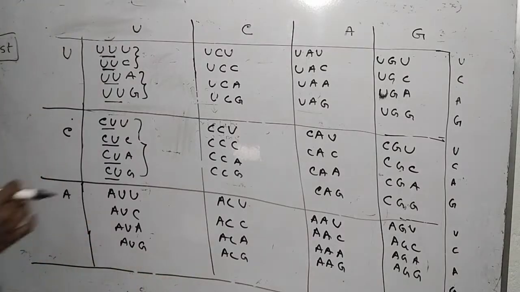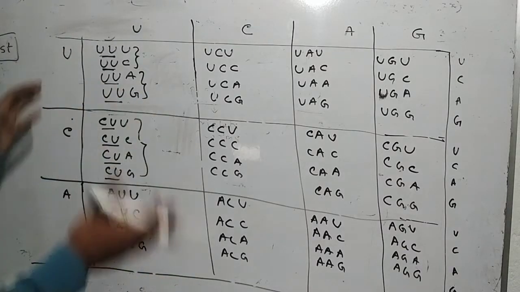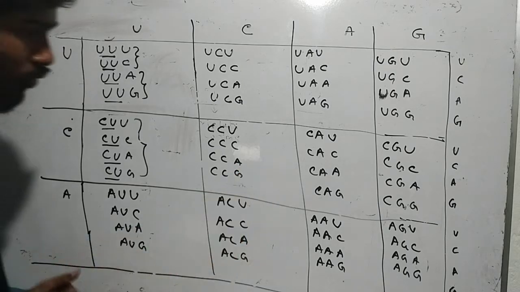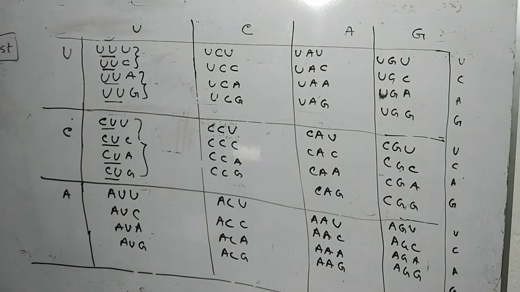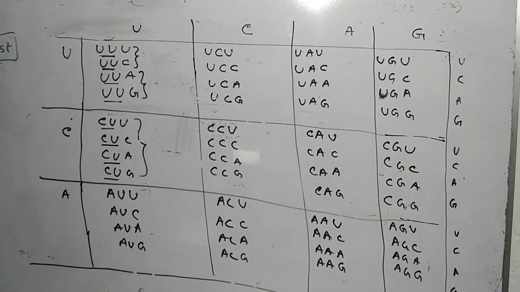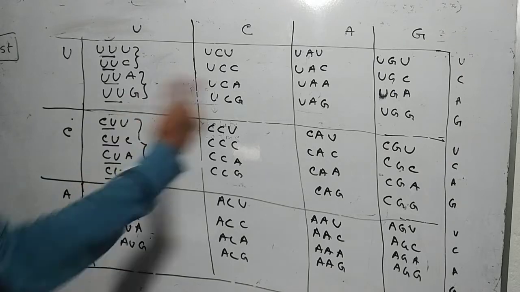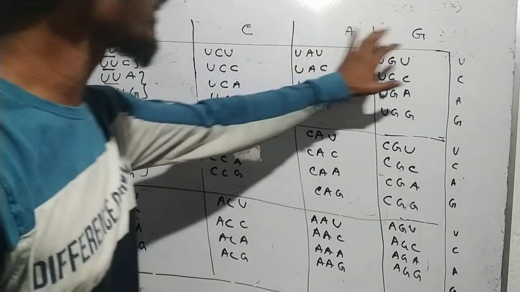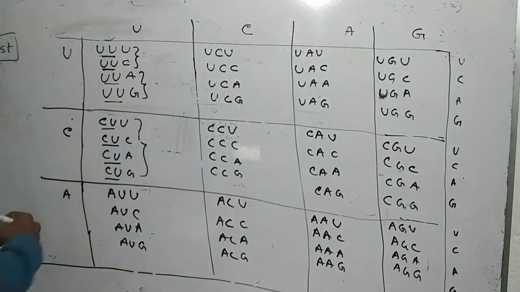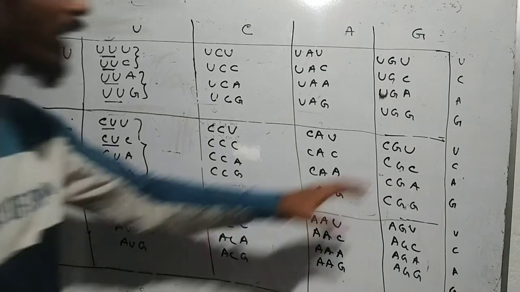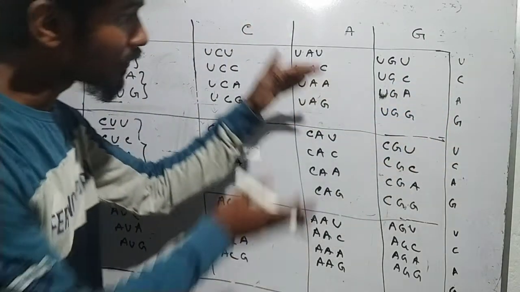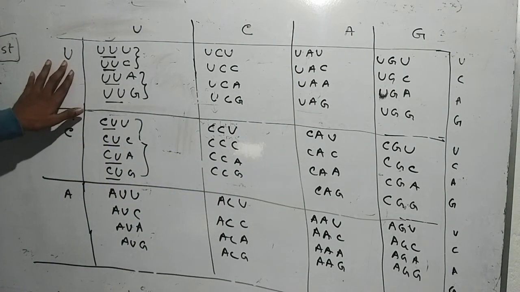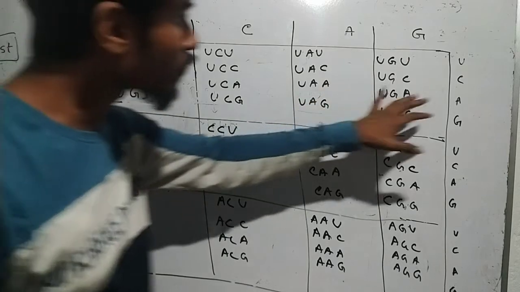Just for your kind information, I have written U, C, A, and the G row is not here because of shortage of space, and I will be writing this just after a few minutes. Now you see that I have arranged UCAG in this fashion, and in the same fashion there is UCAG, and I have given UCAG for each of the rows. This is going to be the first letter of the triplet, this is going to be the second letter, and this is going to be the third letter.